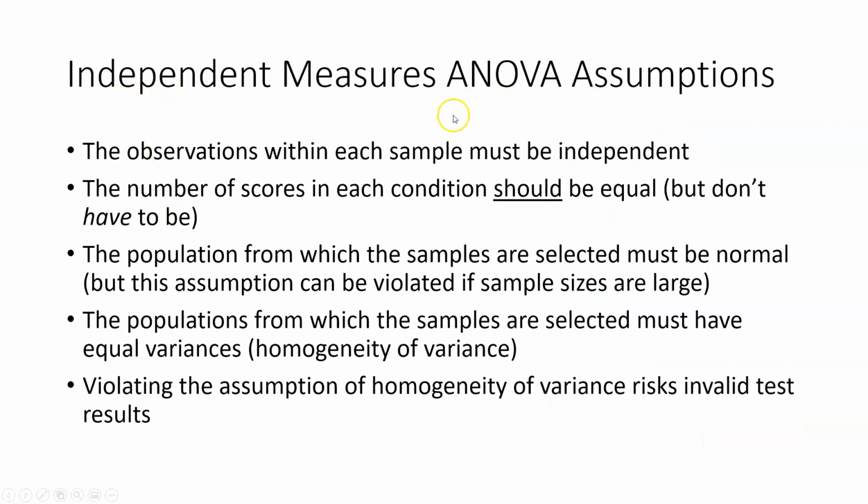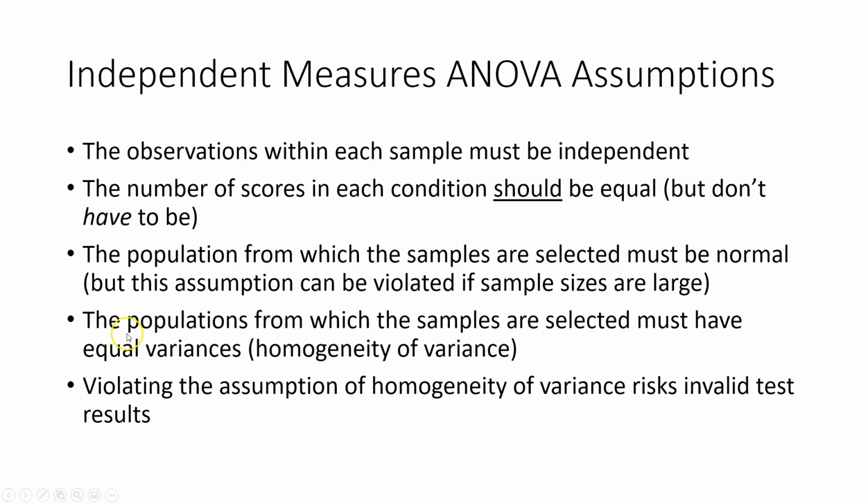There are some assumptions associated with the independent measures ANOVA. Those include the observations within each sample have to be independent. The number of scores in each condition should be equal, but they don't have to be. The population from which the samples are selected must be normal, but we sometimes violate this assumption if the sample sizes are large, like greater than 30.